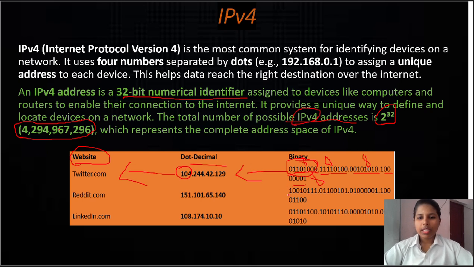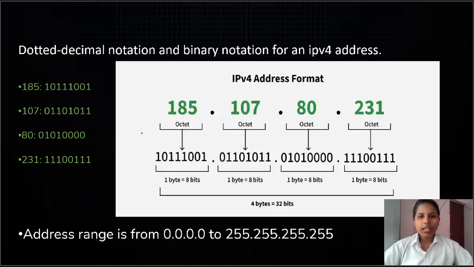So this is an example that here it's also 32 bits, and when we convert the binary to decimal, we will get 151.101 and so on, and it is the IP address of a website. So this is how the IP address works, as a 32-bit identifier. And here we can see a similar example of dotted decimal, and how we convert it.